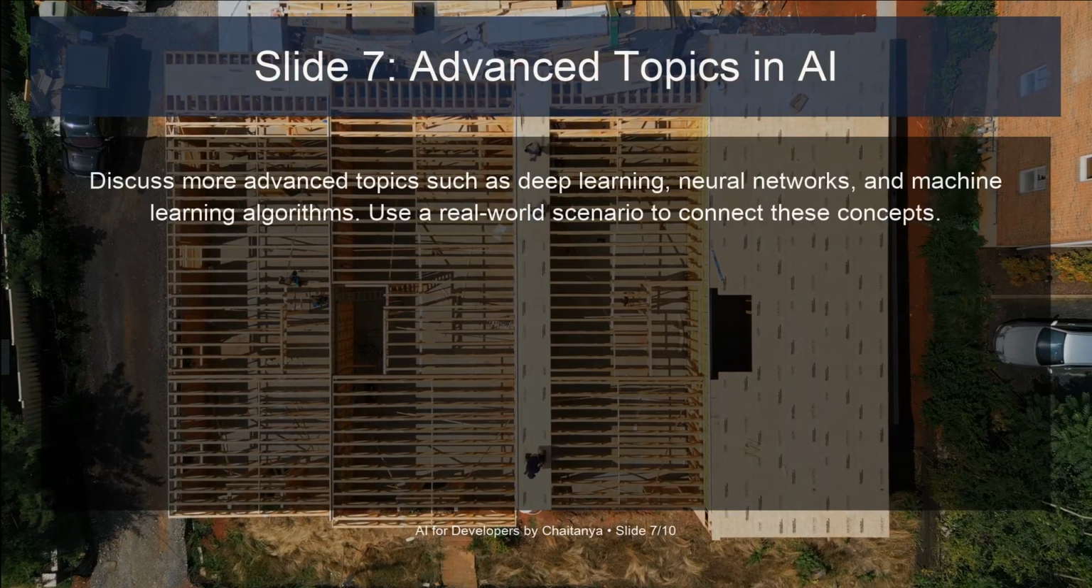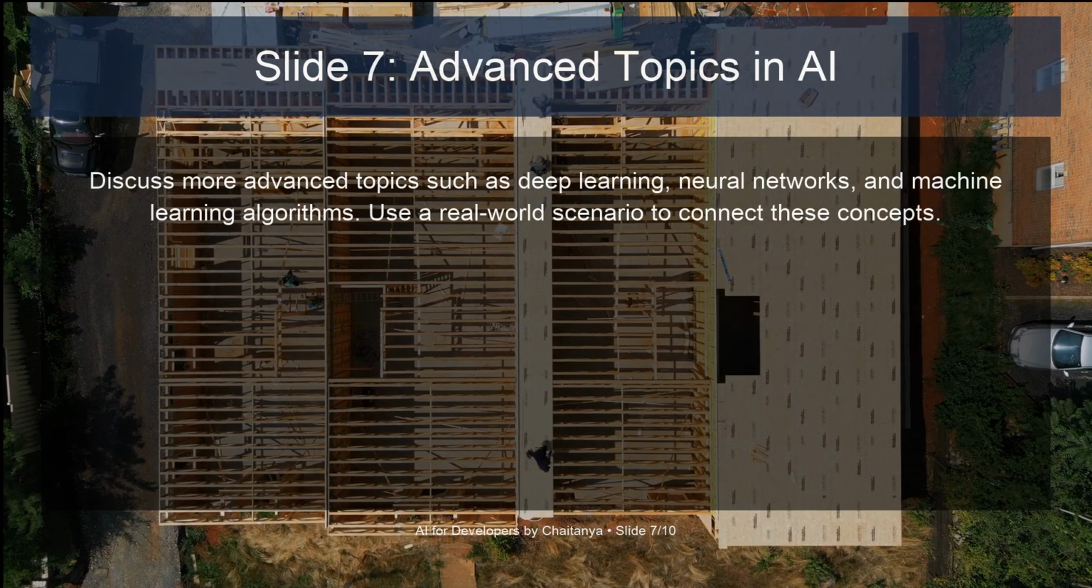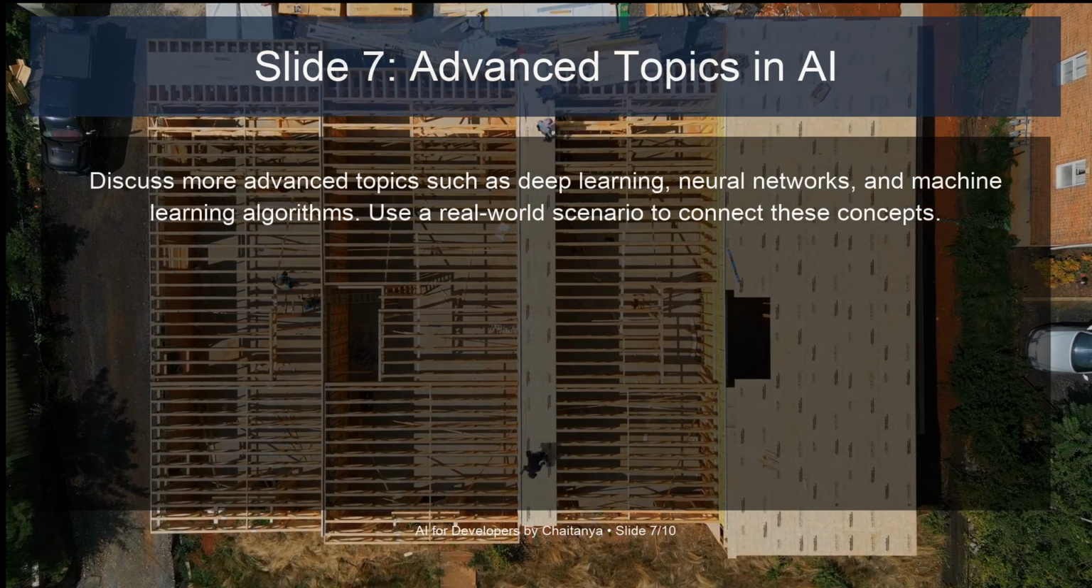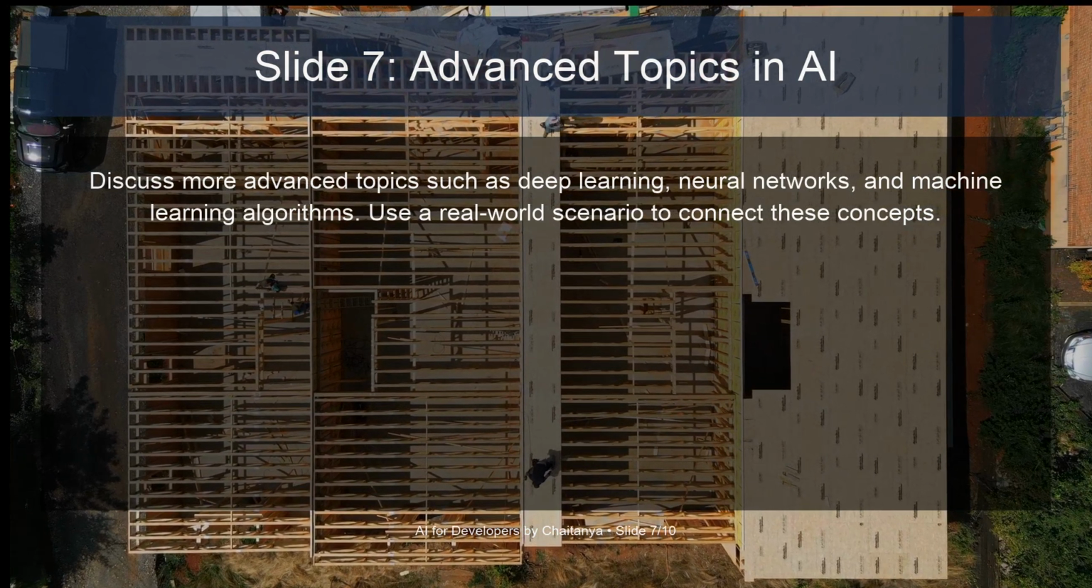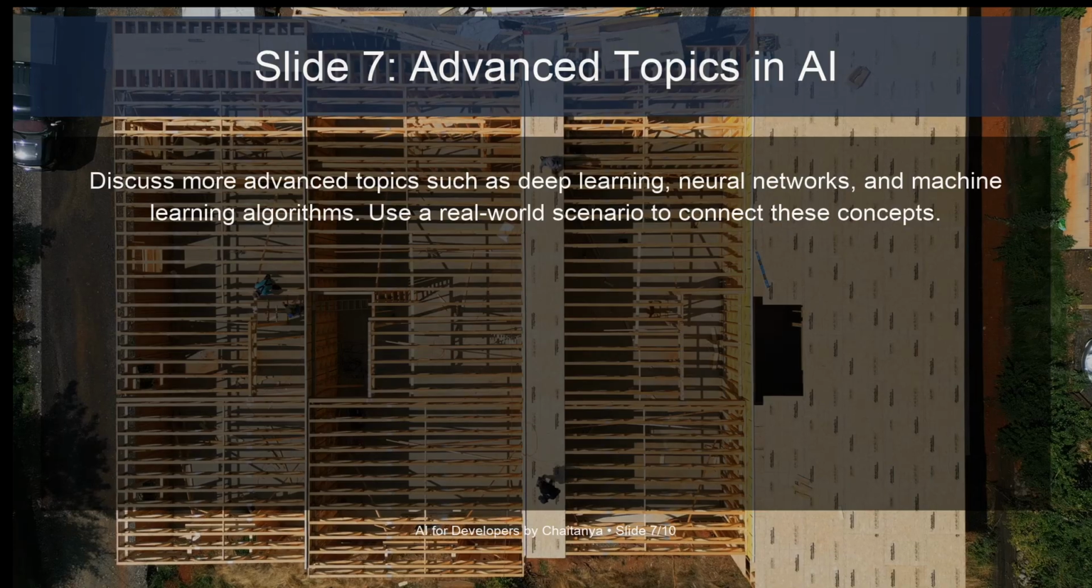Slide 7. Advanced topics in AI. Discuss more advanced topics such as deep learning, neural networks, and machine learning algorithms. Use a real-world scenario to connect these concepts.